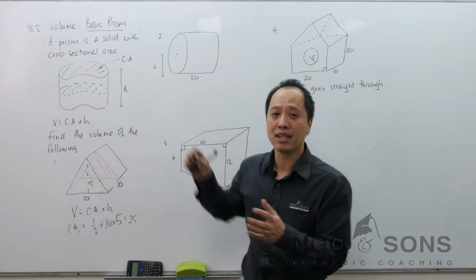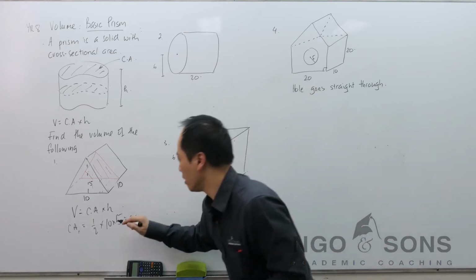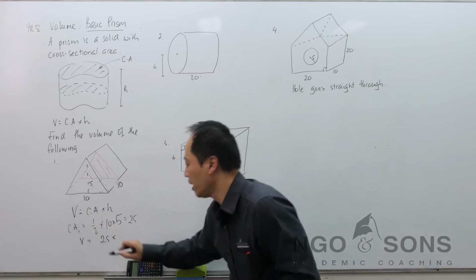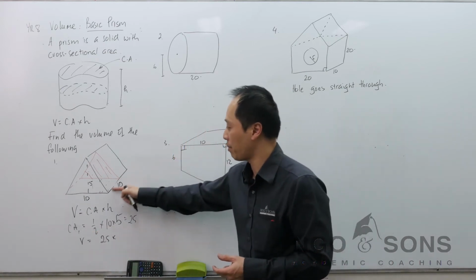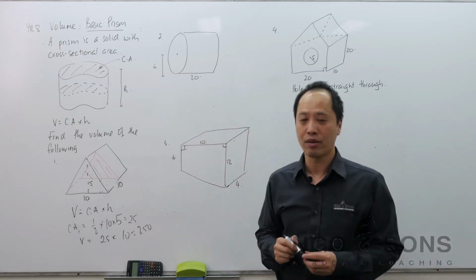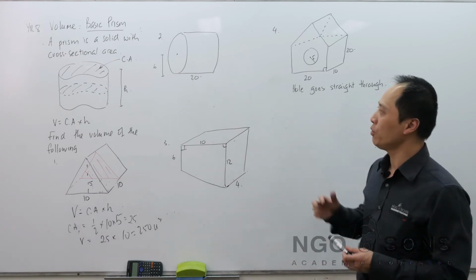So the height, you can replace it with the length, okay? So the volume is equal to the cross-sectional area, which is 25, and you times by the height, which is the same as saying the length, which is 10. So it's 250. Okay, so units cubed, and that's its volume. Let's move on to the next one.